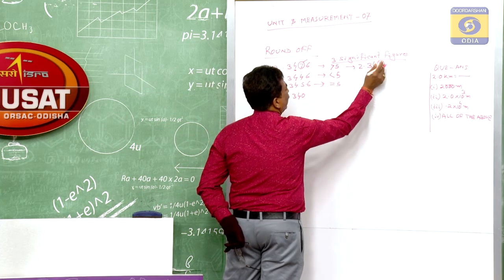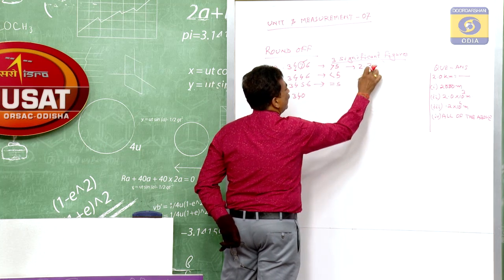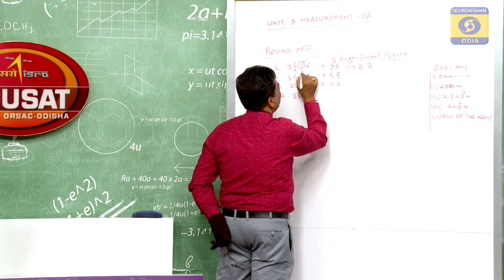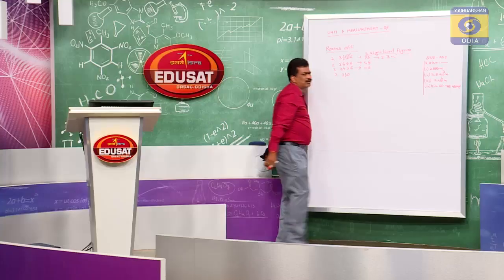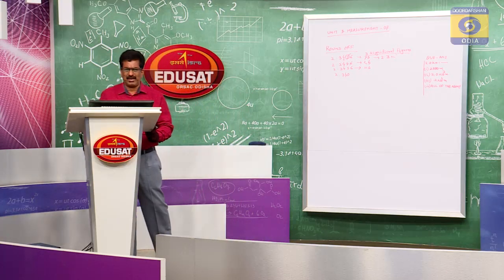2.34: the 7 is rounded off, and a 4 being rounded off means it is less than 5. For less than 5, the preceding digit will remain as it is. Let us go for one more example.